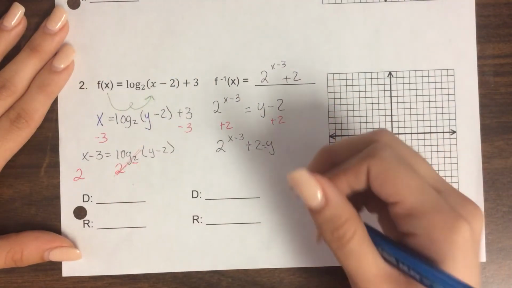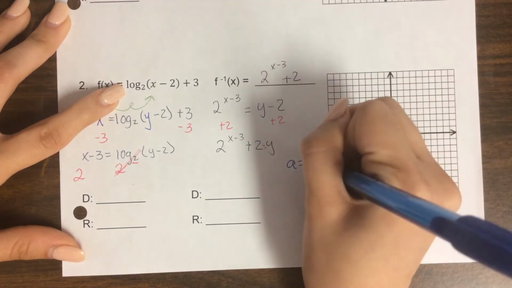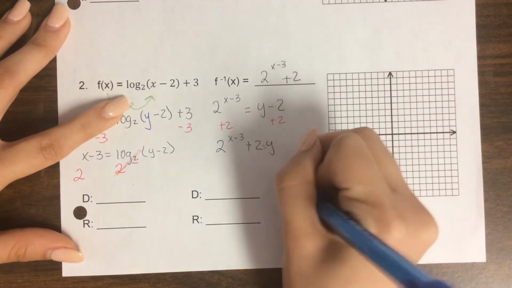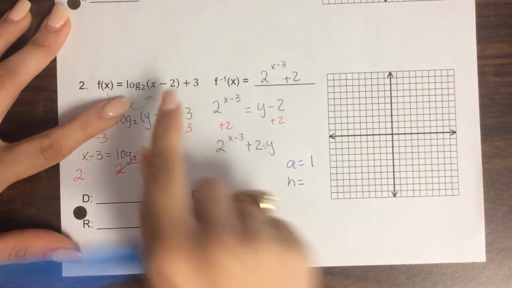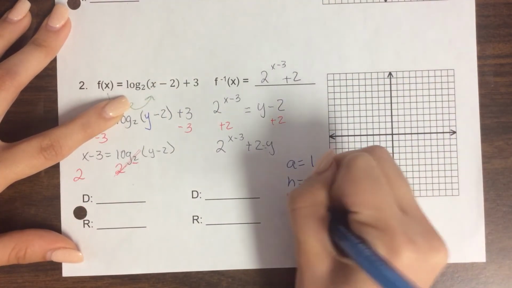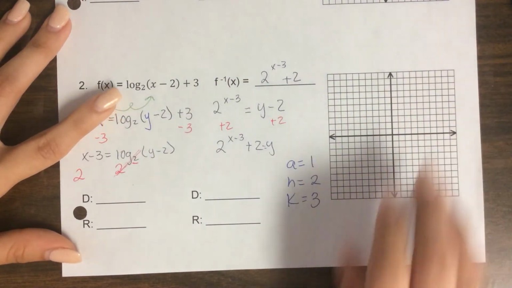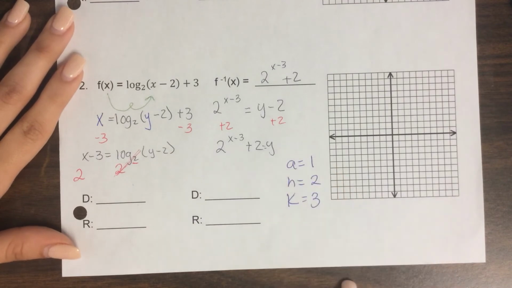Again, let's just write our attributes for our log one. So my a, there's nothing in front, so it's a 1. My h is going to be the opposite, so positive 2. And my k is going to be just how it is, 3. Oh, look, 1, 2, 3.